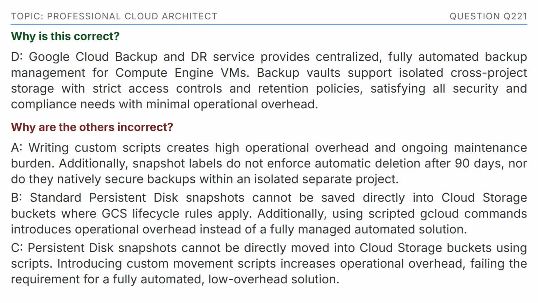A. Writing custom scripts creates high operational overhead and ongoing maintenance burden. Additionally, snapshot labels do not enforce automatic deletion after 90 days, nor do they natively secure backups within an isolated separate project. B. Standard persistent disk snapshots cannot be saved directly into Cloud Storage buckets where GCS lifecycle rules apply. Additionally, using scripted Cloud commands introduces operational overhead instead of a fully managed automated solution. C. Persistent disk snapshots cannot be directly moved into Cloud Storage buckets using scripts. Introducing custom movement scripts increases operational overhead, failing the requirement for a fully automated, low-overhead solution.